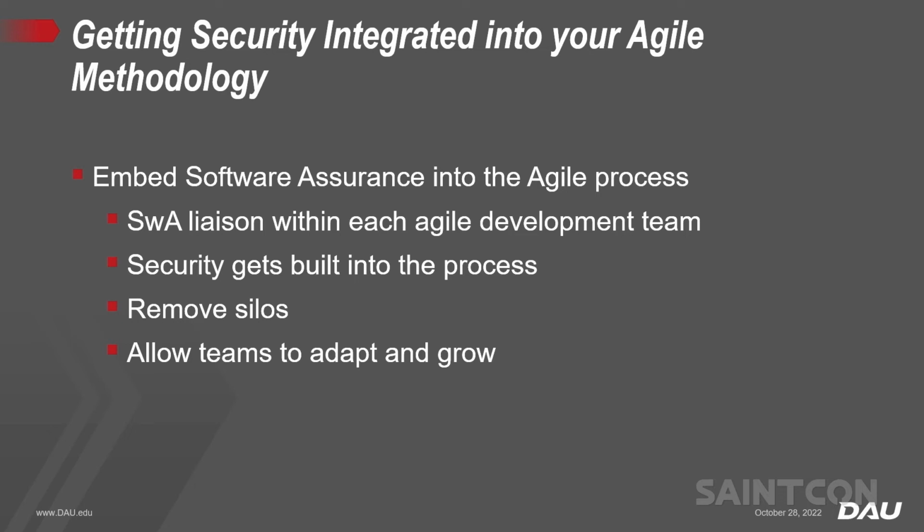Another one is getting that software liaison within the Agile development team. Security gets built into the process, removes the silos, allows teams to adapt and grow. All big aspects that I really want to push forward and see is my term of SWA liaison, getting that security-focused individual in the teams, working with the Scrum Masters, working within the developers, getting that security silo fully broken down, removed, and embedded into the whole development lifecycle.